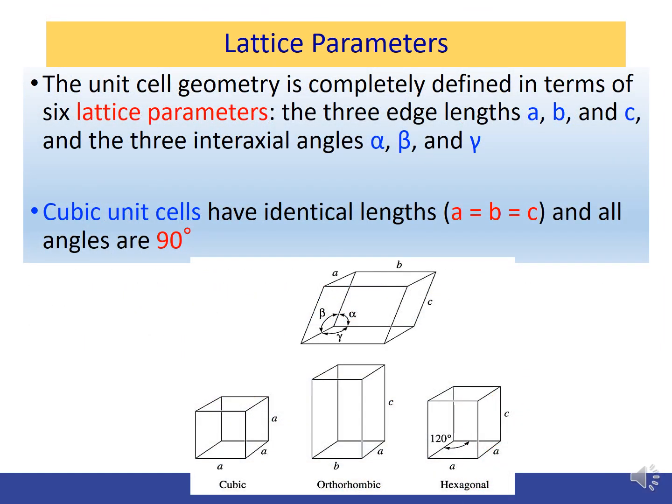The unit cell geometry is completely defined in terms of six lattice parameters, which are the three edge lengths a, b, and c, and the three angles alpha, beta, and gamma. Because of that, we have a lot of different lattice systems, but in this course, we'll just focus on cubic unit cells, which means all three lengths are the same. It's a cube. We use a or a0 to represent the lattice parameter, and all the angles are 90 degrees.